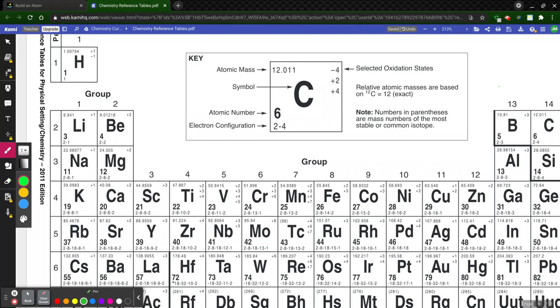All right, so if we look at the elements, let's say lithium, for instance, if you notice at the top right, it gives an oxidation state of +1. Now, that doesn't mean that a lithium atom has a +1 charge. Let's recap on that really fast.